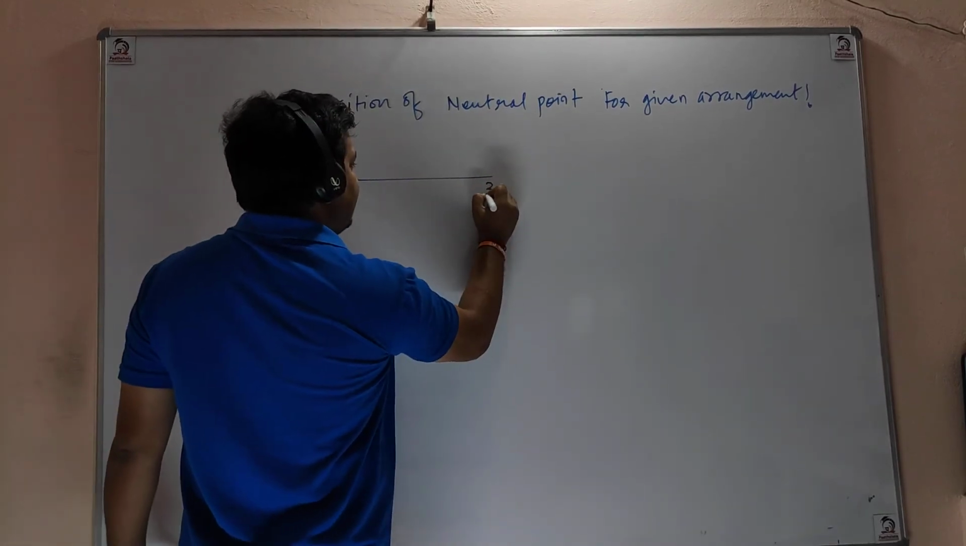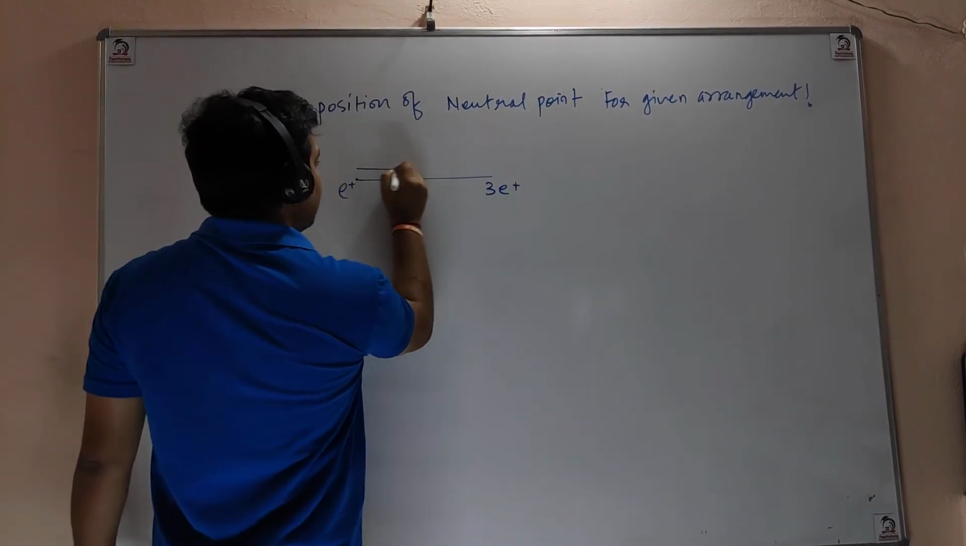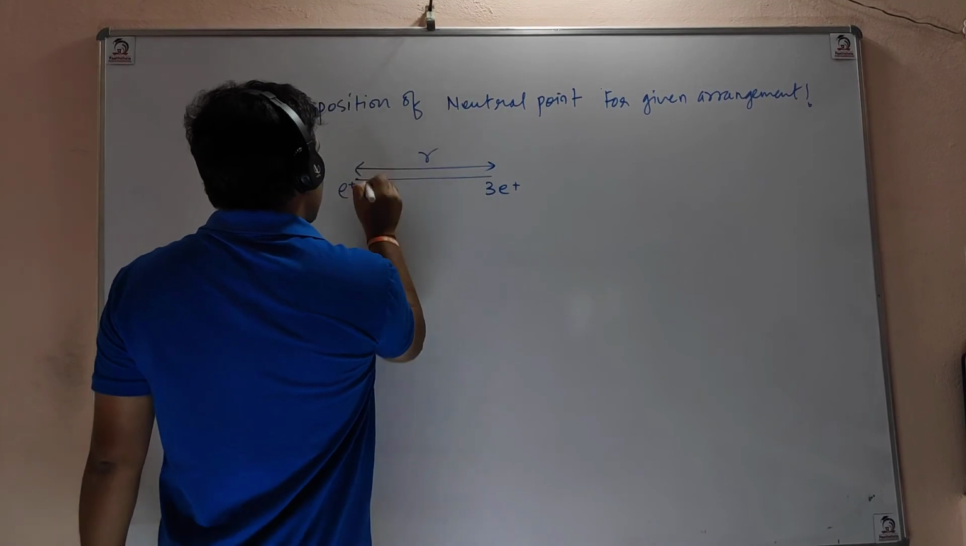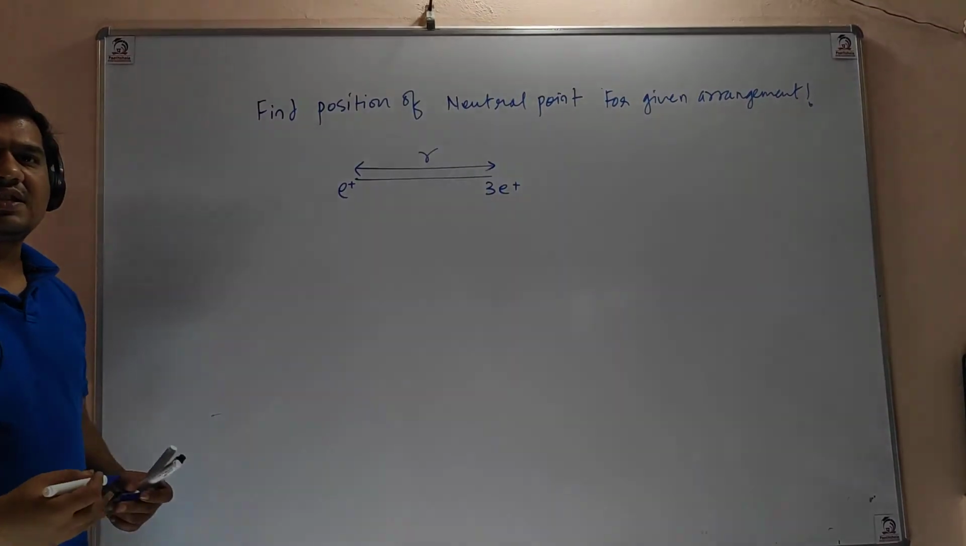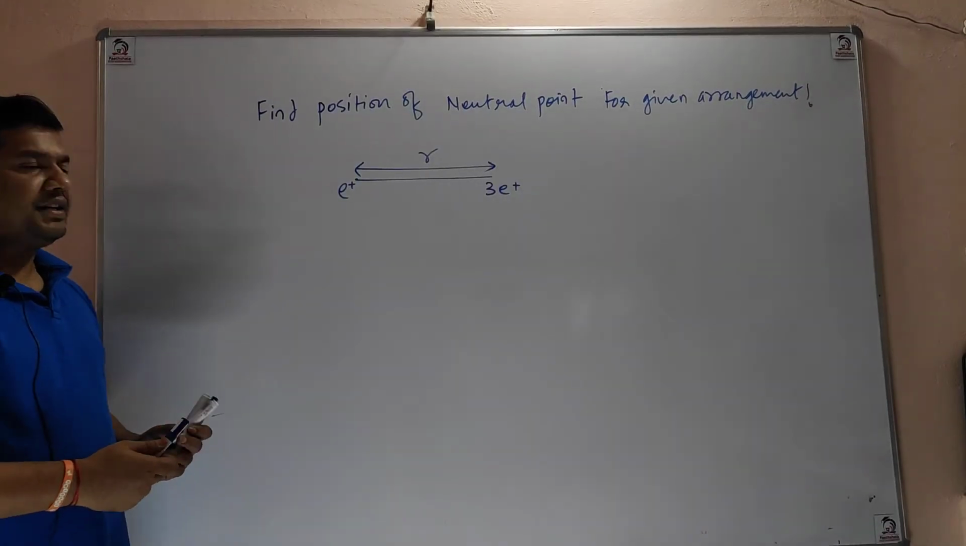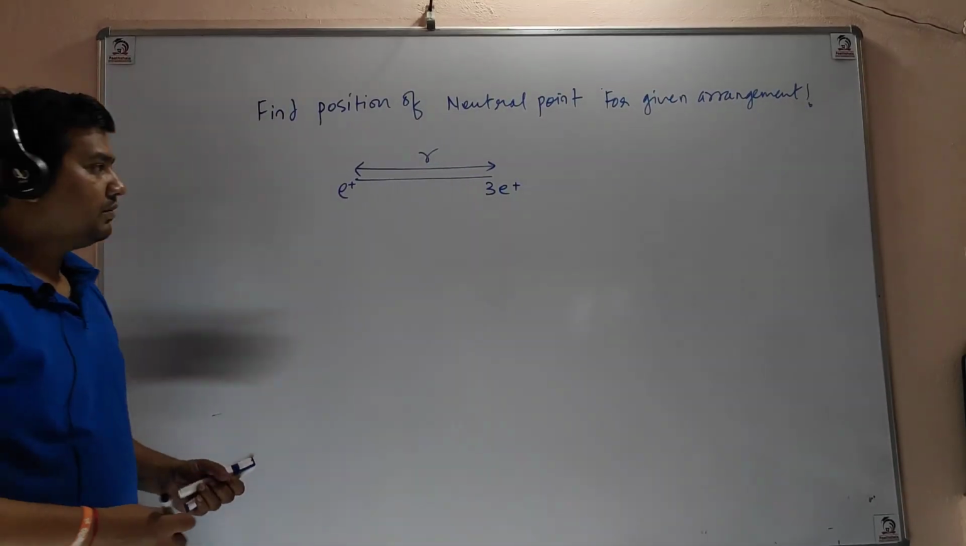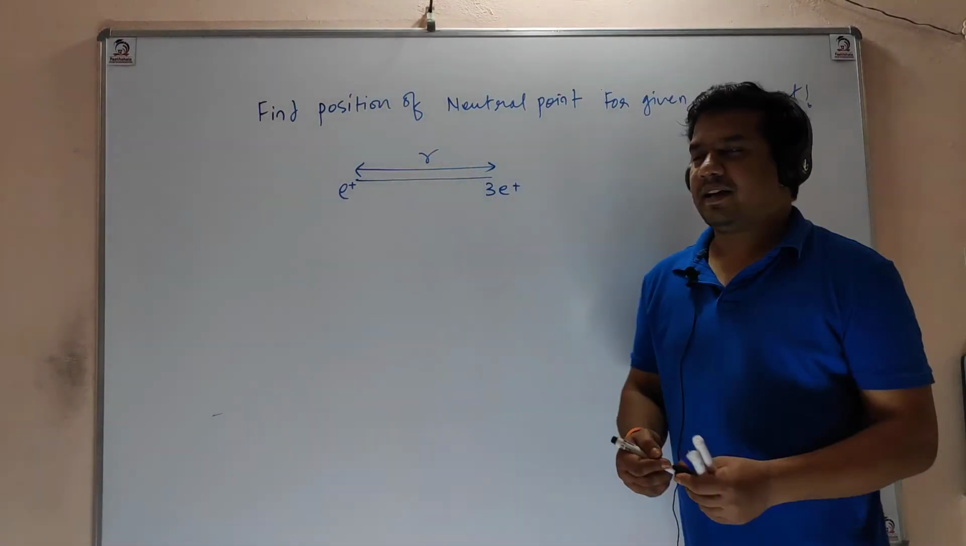Charges given as E and 3E, both are positive, kept at distance r. Find the position of the neutral point.